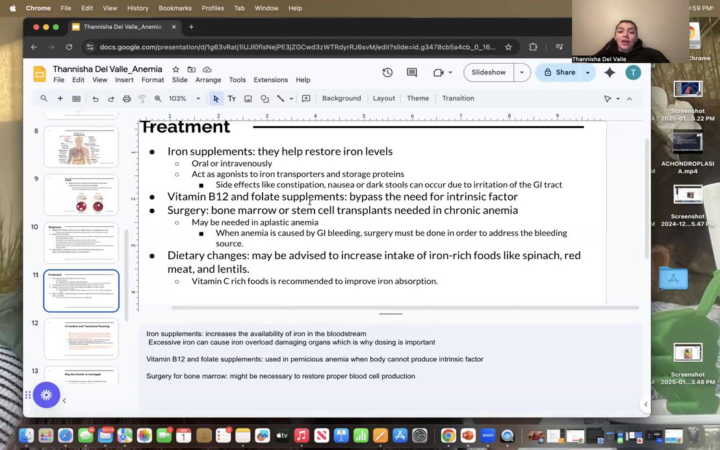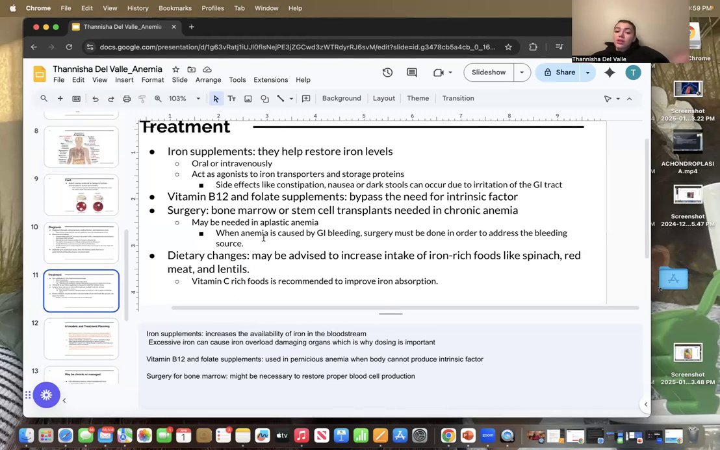And with the treatment, iron supplements are probably your best go-to. You can take them either orally or intravenously. I have actually done intravenously. It makes a big difference in your RBCs because I am very severely anemic. Side effects like constipation, nausea, and darker stool colors can definitely occur due to the irritation of the GI tract. Vitamin B12 and folate supplements are also used to bypass the need for the intrinsic factor.